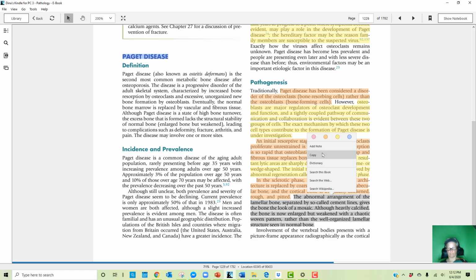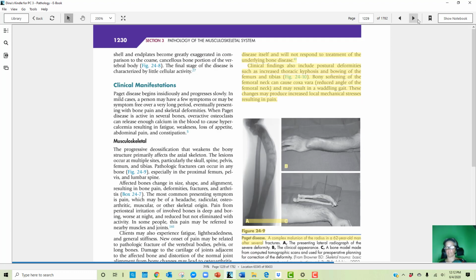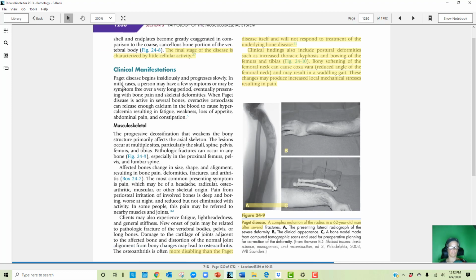Involvement of the vertebral bodies presents with a picture frame appearance radiographically, as the cortical shell and end plates become greatly exaggerated in comparison to the coarse, cancellous bone portion of the vertebral body. Figure 24.8. The final stage of the disease is characterized by little cellular activity. Clinical manifestations. Paget's disease begins insidiously and progresses slowly.